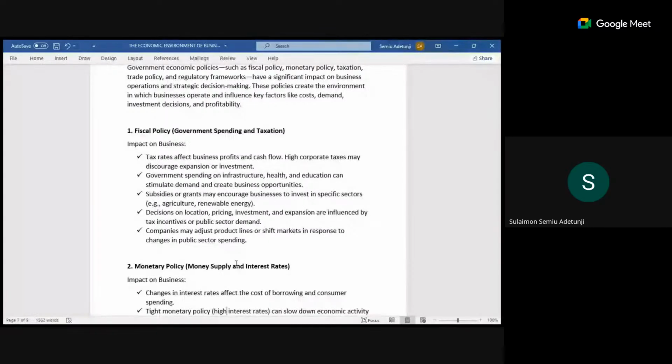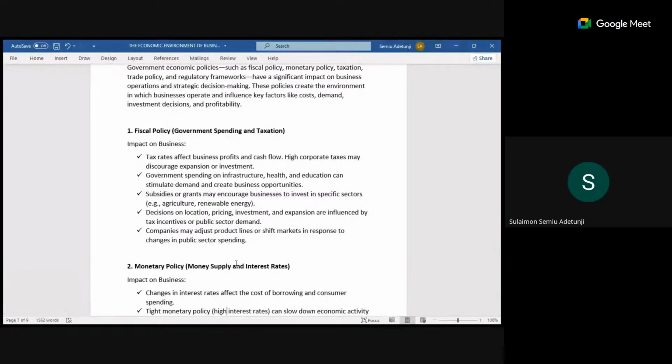Those are the policies that one needs to look out for. How is it going to affect our decision? Obviously, tax rates affect business profits because that one is eating profit directly. So if they increase corporate tax, obviously the company profit will reduce, and if the corporate tax reduces, then the corporate profit will increase.